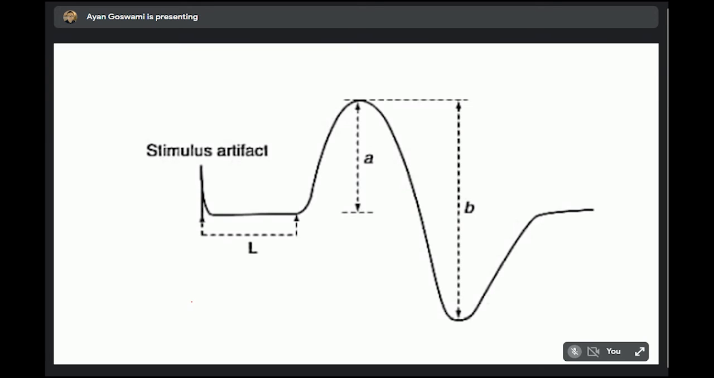So again, this is the latent period or latency, L. And A here is called base to peak amplitude. Okay, and B is called peak to peak amplitude.